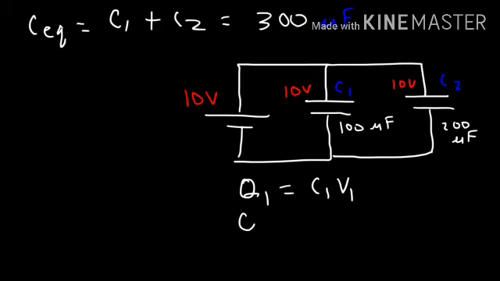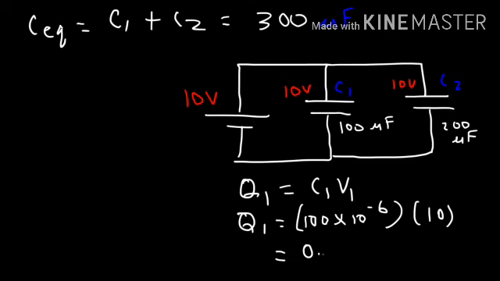So now we can calculate Q1. It's going to be C1, which is 100 microfarads, or 100 times 10 to the minus 6, and V1 is just 10. So Q1 is about 0.001 coulombs. That's the unit of electric charge.